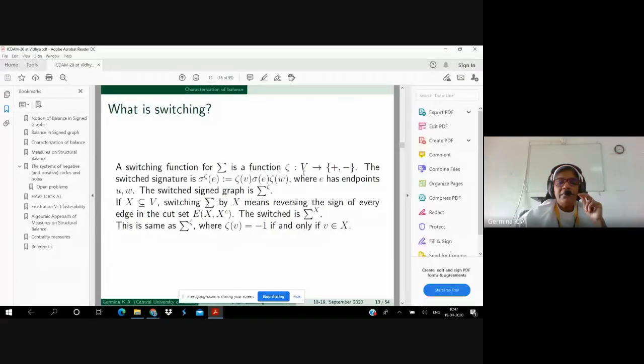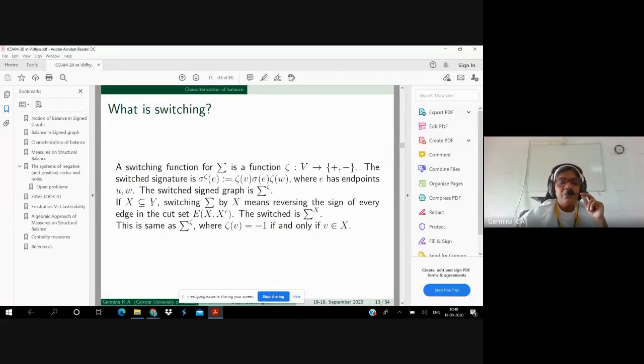Switching is a function eta from V to plus-minus, that is, a vertex to plus or minus. We arbitrarily give plus or minus symbols to each vertex. The switched signature sigma eta of e is the product of the sign of the vertex v and the vertex u and that particular edge vu. That is the product of eta of v, sigma of e, eta of u. That is the switched graph.